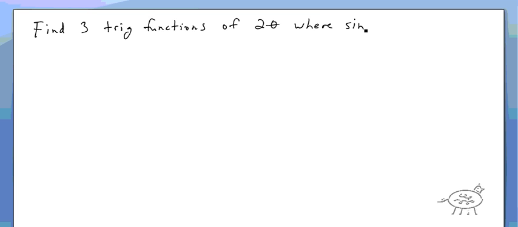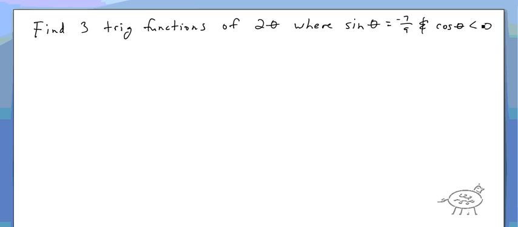Okay, so let's try a triangle problem. I'm going to ask you to find 3 trig functions of 2 theta, of a double angle, where sine of theta equals negative 7 over 9 and cosine of theta is less than 0.